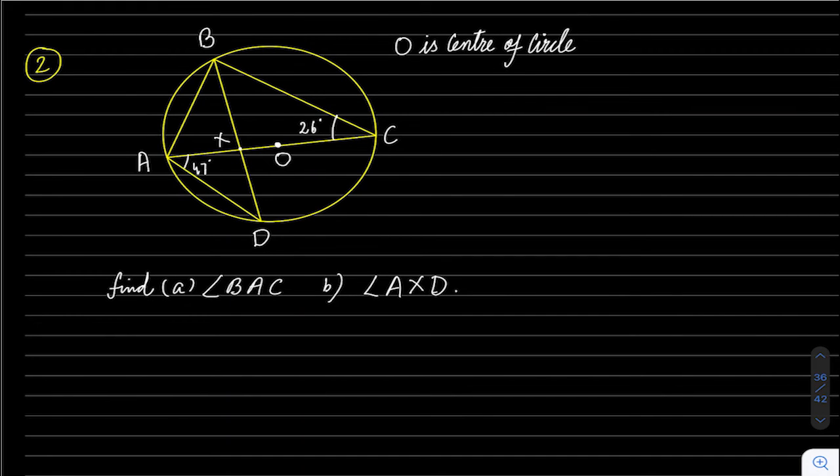So a circle is given, center O. We have to find angle BAC and AXD. Angle DAC is given as 47 degrees and angle BCA is given as 26. Now, when I first look at this diagram, it looks a little complex. So how do I start?